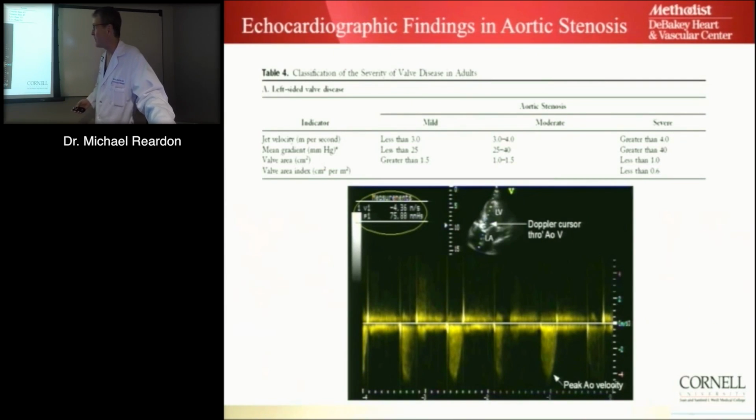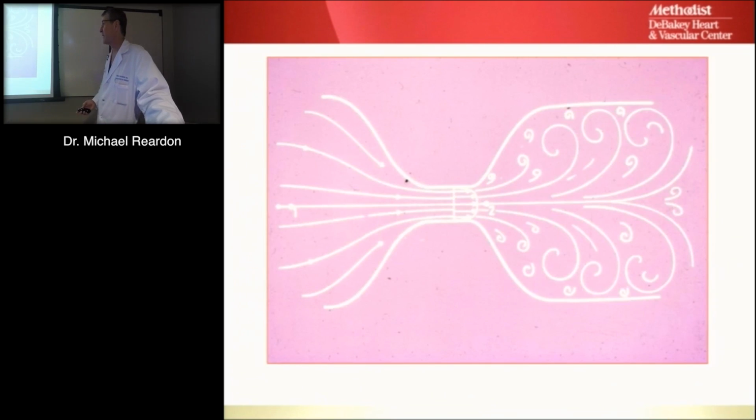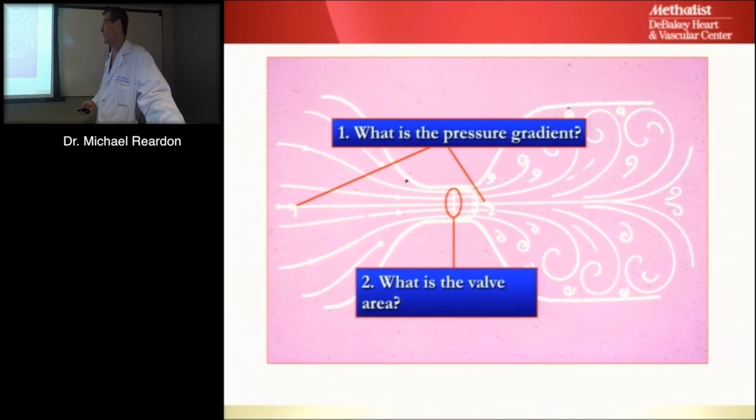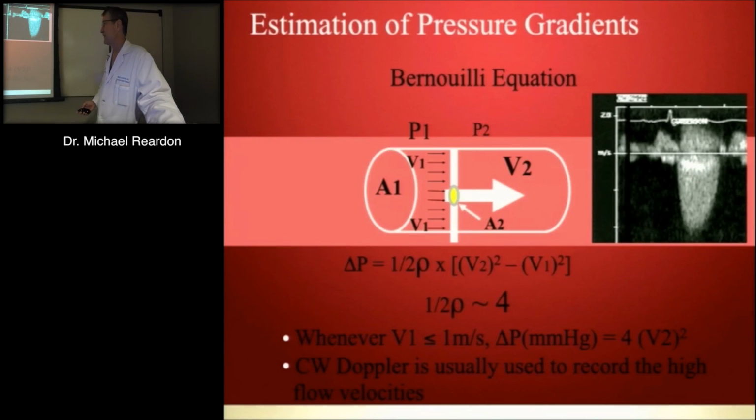What's not on this is DVI, and one of the things I'm pushing for all the TAVRs is that we include DVI as a measure of aortic stenosis. I think it's much more accurate. So anything that's 0.25 or less, we'll call it severe aortic stenosis and move on. You guys are familiar with Bernoulli's principle, what happens to the gradient, how to calculate the valve area.